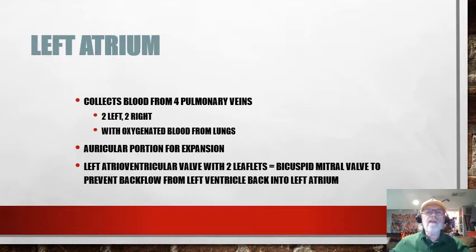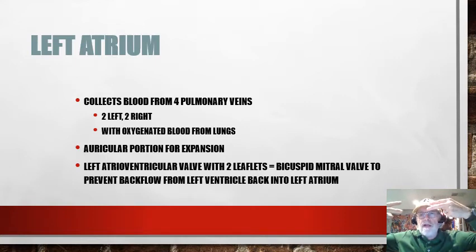So the blood connects from 4 pulmonary veins. There are 2 pulmonary veins on the left, 2 pulmonary veins on the right. This one drains the right lung, this one drains the left lung, and they go back right into the area of the left atrium. The blood now, again, is oxygenated. We've gotten rid of the carbon dioxide in the lungs, and we've picked up oxygen, okay?